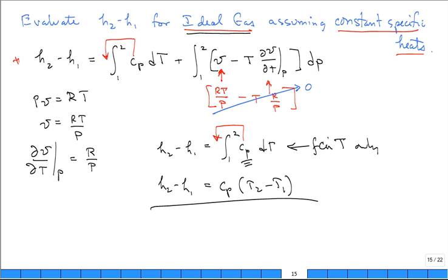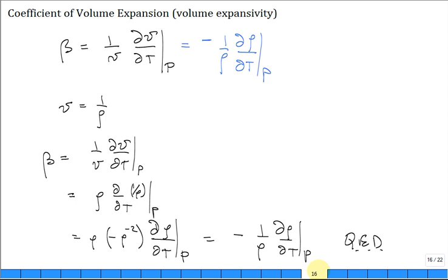That whole second term is 0. And so for ideal gas, constant specific heats, the change in enthalpy is simply C sub P delta T. There's another property, volume expansivity. This is typically the definition given, and then you can show that it follows that this is also true.